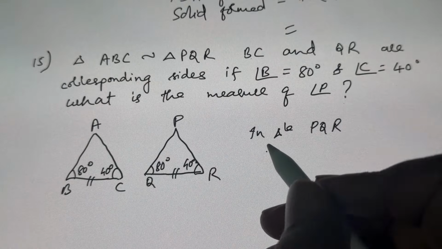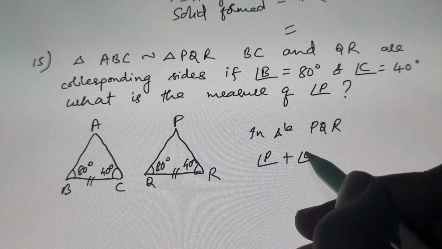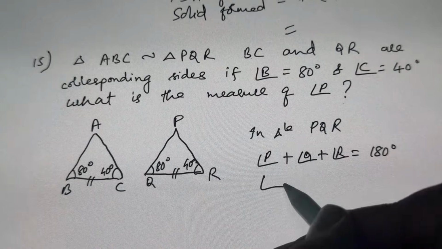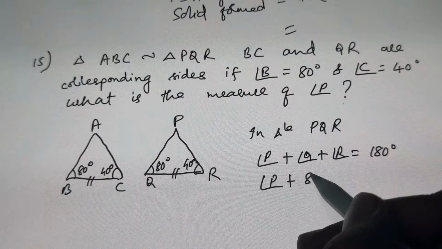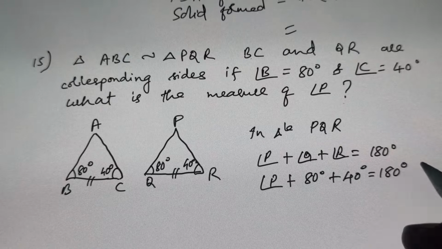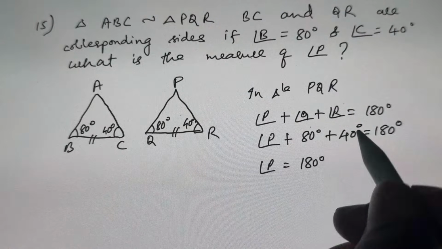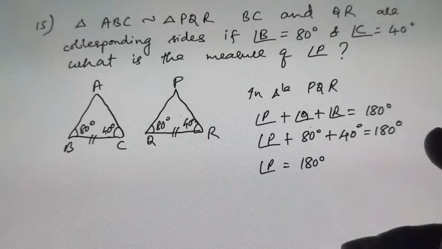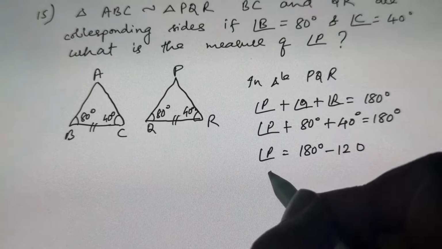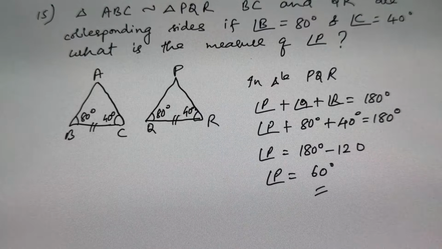Now in the triangle PQR, sum of the angles of the triangle is equal to 180 degree. So angle P plus angle Q, 80 degree, plus angle R, 40 degree, equals 180 degree. So angle P equals 180 degree minus, 80 plus 40 is 120. If we shift 120 to the right side, it will become minus 120. Therefore, angle P is equal to 60 degree. This is the final answer.